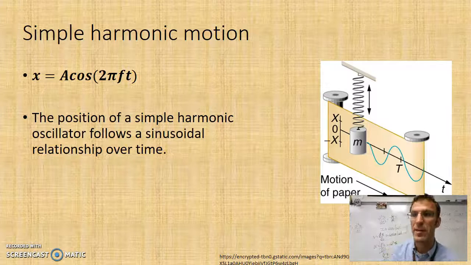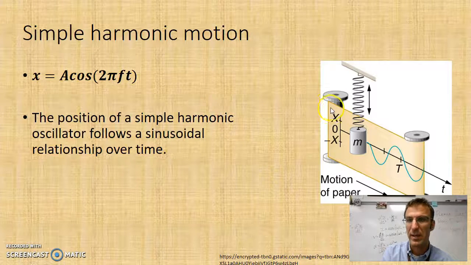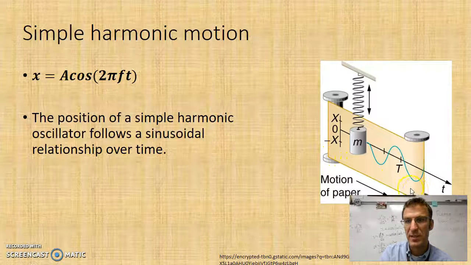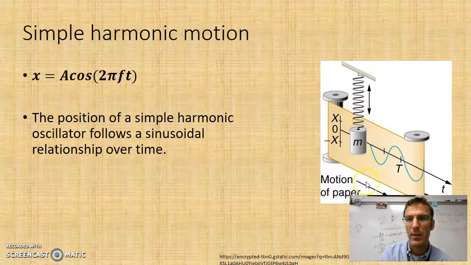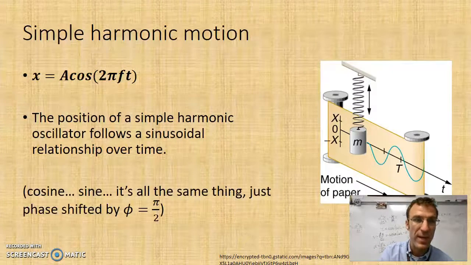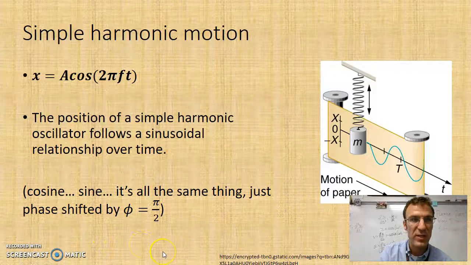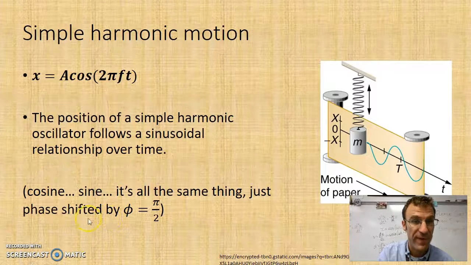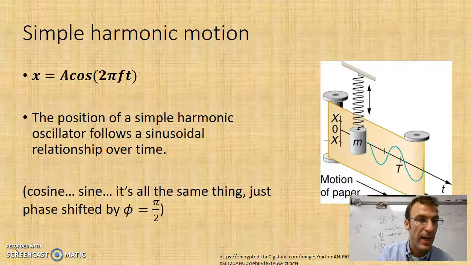The famous way of describing this is if you imagine a reel of paper that is moving at a constant velocity, and you had an oscillator with a pen on it going up and down, it would draw a perfect sine wave. And the same with a pendulum. Cosine, sine, it's all the same thing. Sinusoidal means cosine or sine. Cosine is just sine phase shifted by pi over 2.